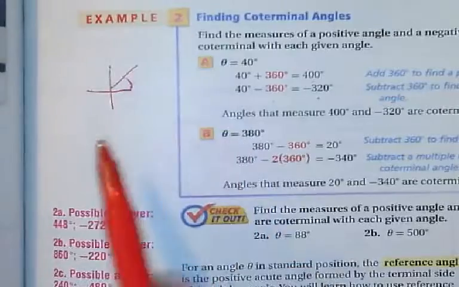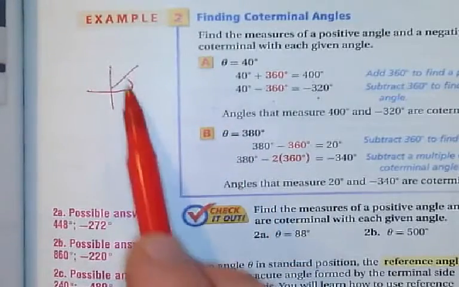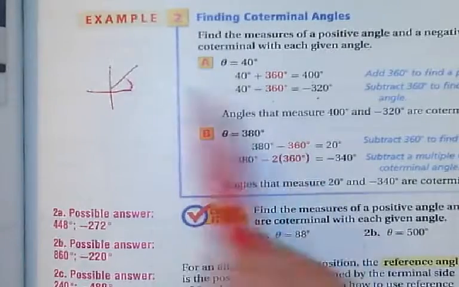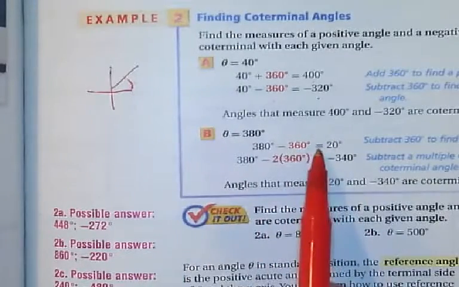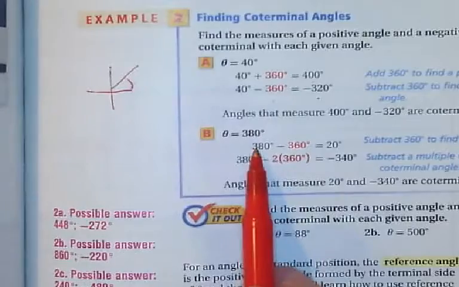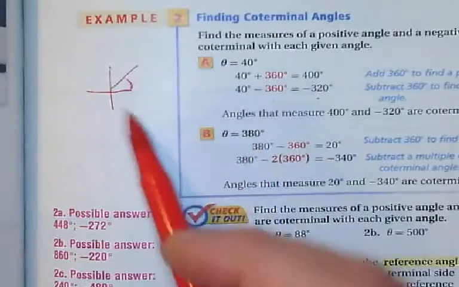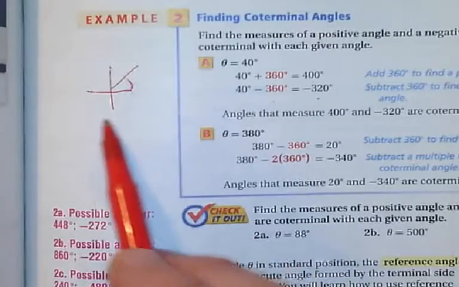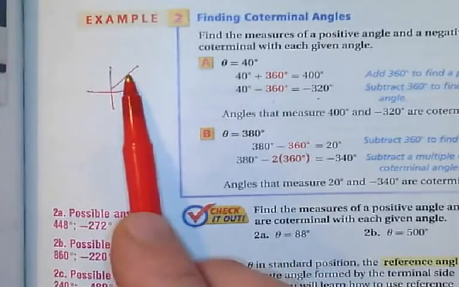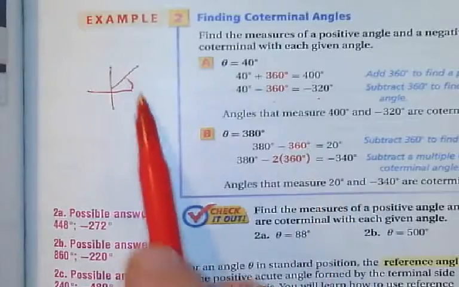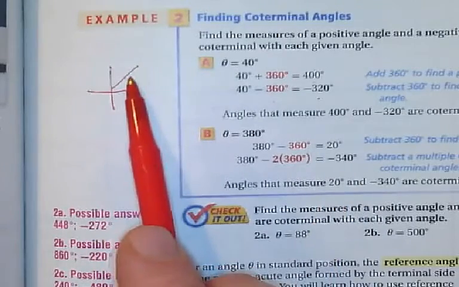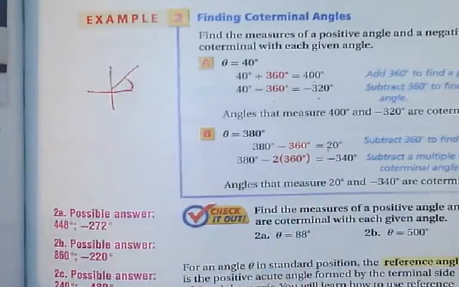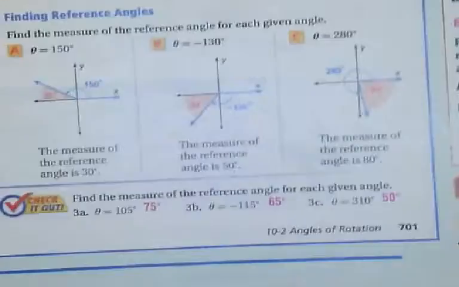So what about 380? Well, 380 is all the way around plus a little bit more. All right? So if I subtract 360, that would be 20 degrees. It's the same as 380, right? And if I go the other way, negative 340 is the same as positive 20, which is what that one is, right? Yeah, that's it.